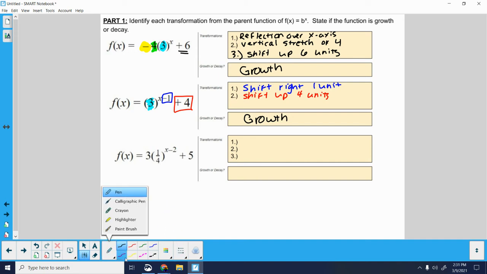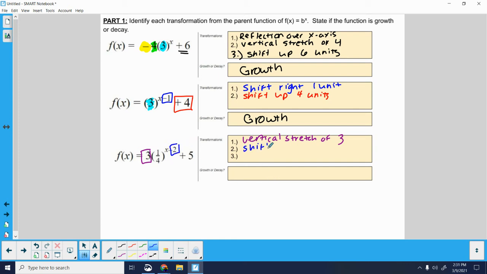All right, lastly, we have a 3 in the front, and so that's telling us it's a vertical stretch of 3. Then we have the minus 2 in the exponent. So that tells us that we shifted right 2 units. And then we have the plus 5 at the end, which tells us that it shifts up 5 units.